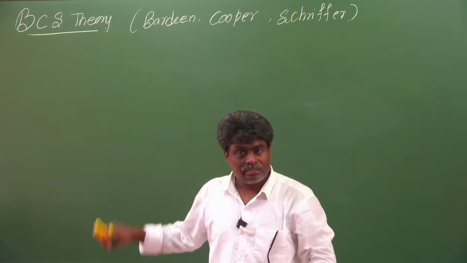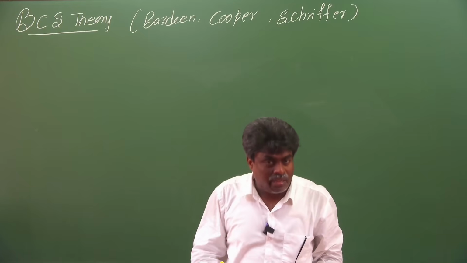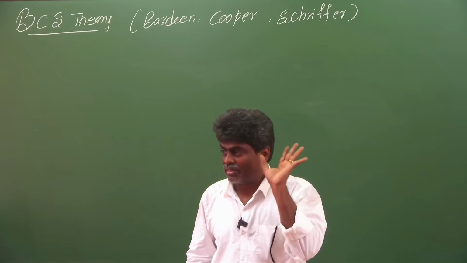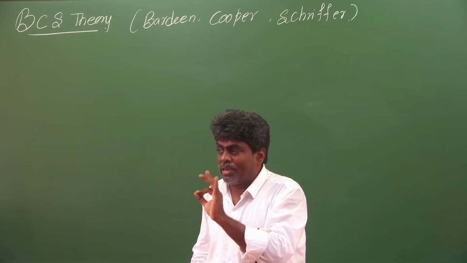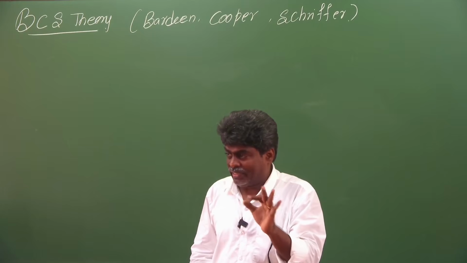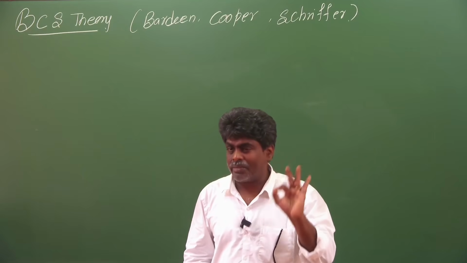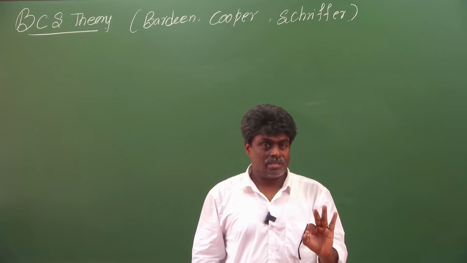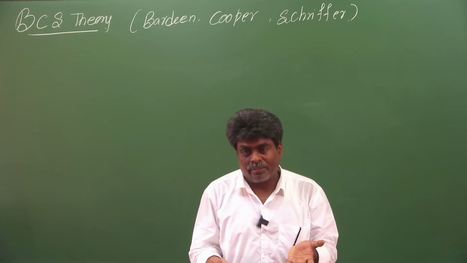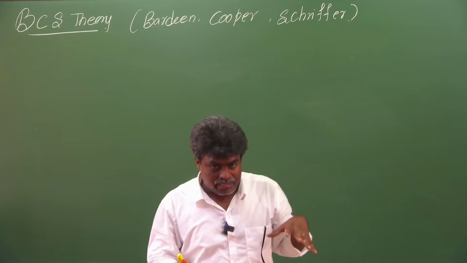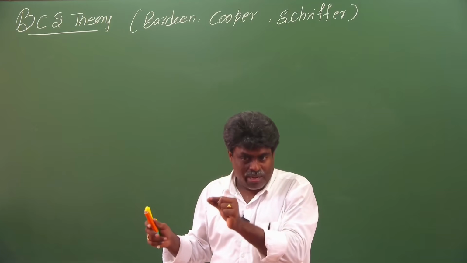That's why this BCS theory can explain superconductivity at low temperature. It can explain only type 1 superconductivity, not type 2 superconductivity. Only type 1. What is that? Soft superconductivity.